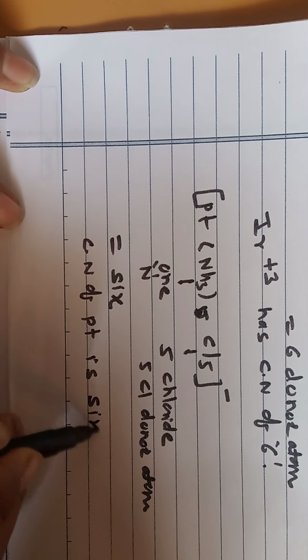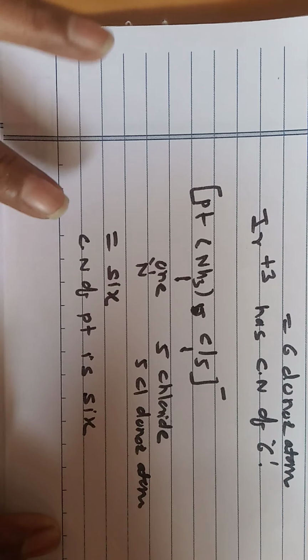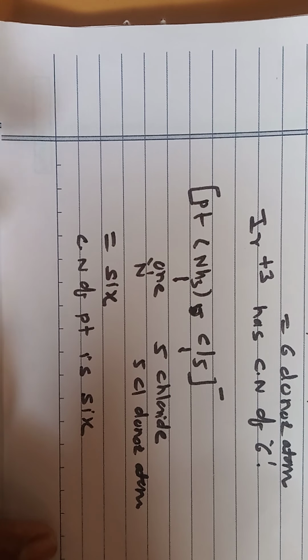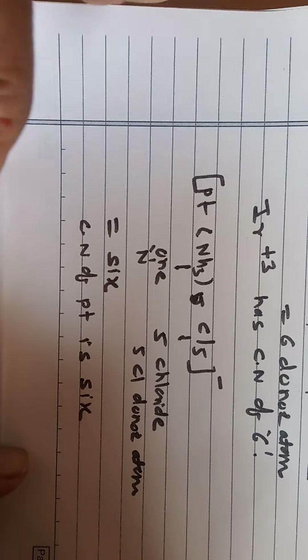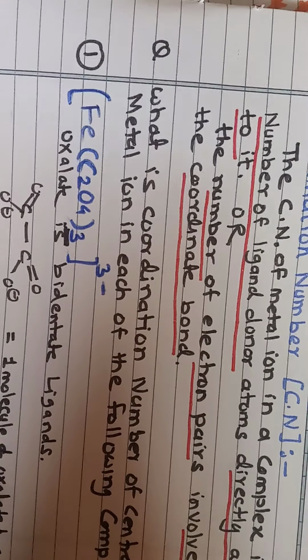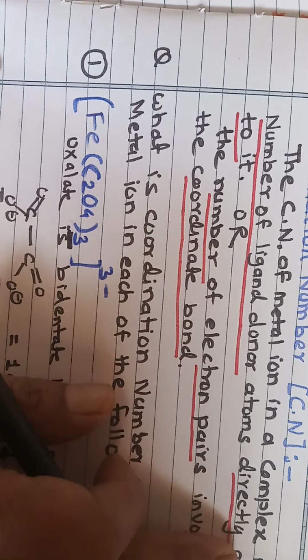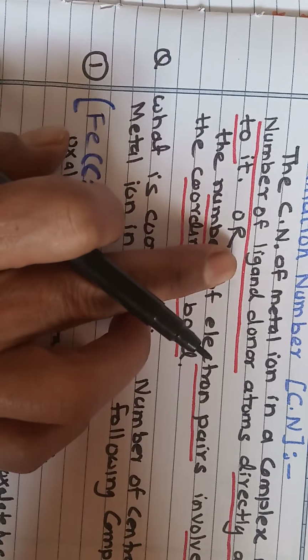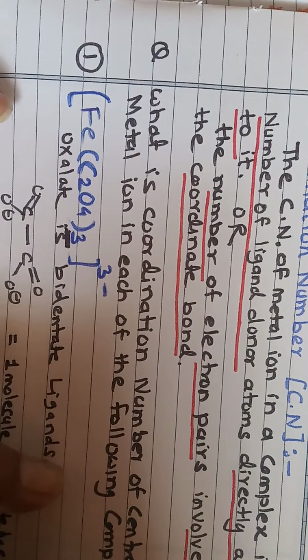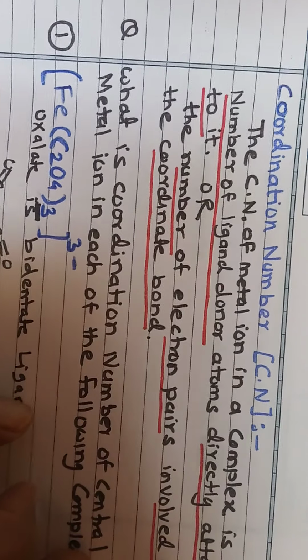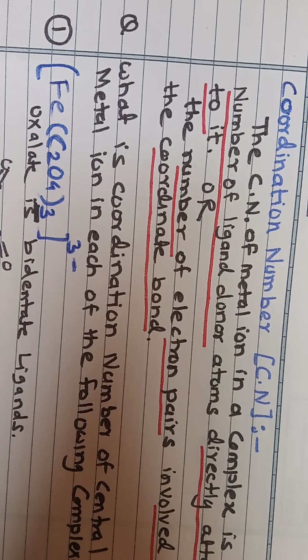Like this way we can consider various examples to understand the concept of coordination number. So what is the coordination number? The coordination number of the metal ion in the complex is the number of ligand donor atoms directly attached to it. Okay, so like this way you can consider a very simple concept of the coordination number.